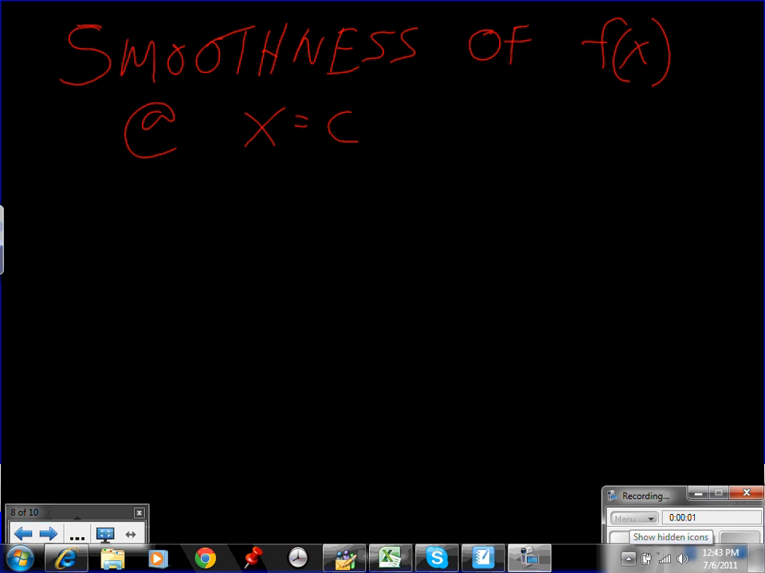Welcome back. We've been talking about the limit of a function, and then we recently put in this concept of what it means for a function to be continuous at a point C, and we used the definition of a limit in order to define what we mean by continuity at a point C. And what we're really talking about is, intuitively, the smoothness of a function of x.